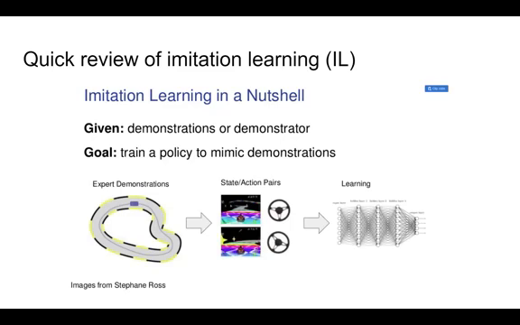You can see the left image shows the demonstrations, and the demonstrations are basically sequences of state and action pairs. So the algorithm uses sequences of state and action pairs to learn a policy that the learner, the agent, can execute.